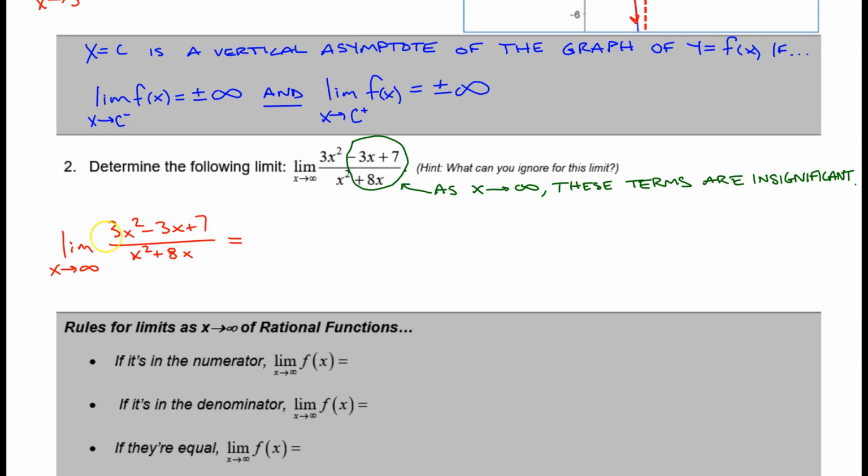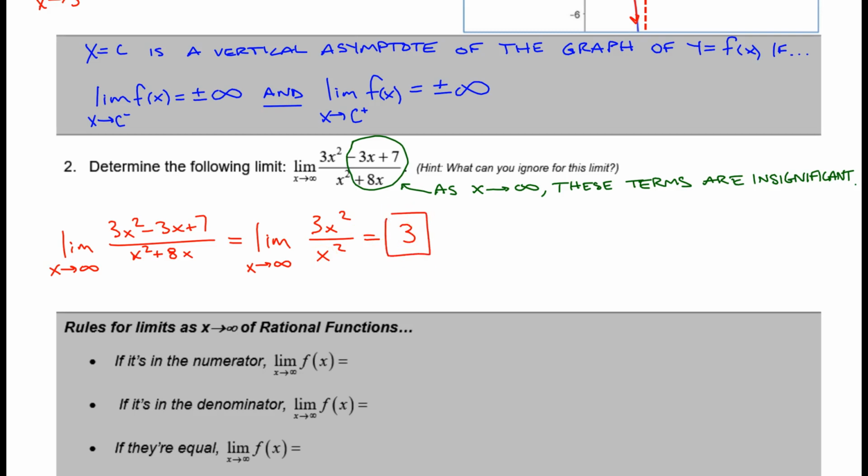So the limit of this rational function as x goes off towards infinity is going to be equal to the limit of this function as x goes off towards infinity. And the reason for that is because those insignificant terms I can ignore as x goes off towards infinity. Well, now I just look at 3x squared divided by x squared, and that simplifies to just plain old 3. So this limit is 3.